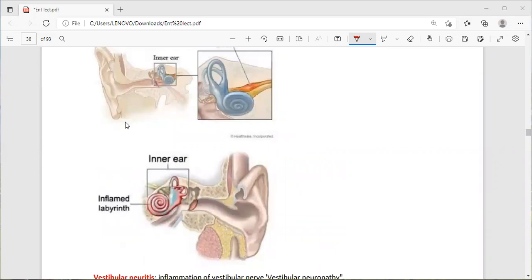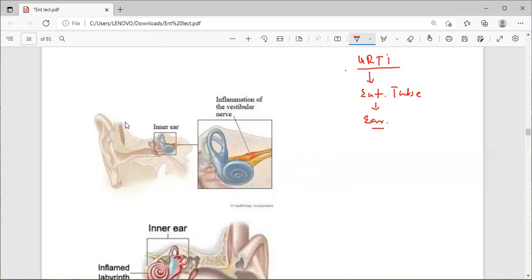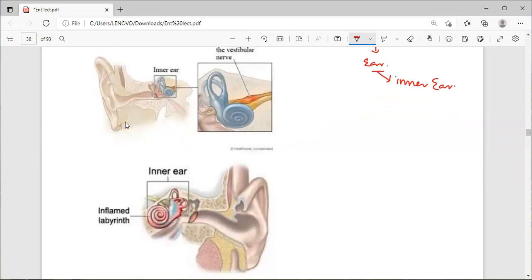So basically, what happens is that a patient develops an upper respiratory tract infection. Okay. Now, this upper respiratory tract infection goes through the eustachian tube up into the ear, and from the ear it spreads to the inner ear. Now, the inner ear, as you can see here, has a cochlea and semicircular canals along with the vestibulocochlear nerve.